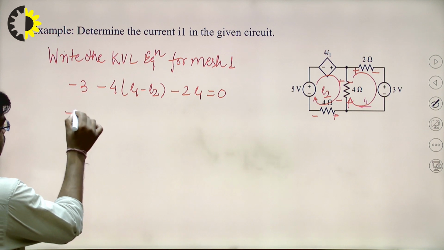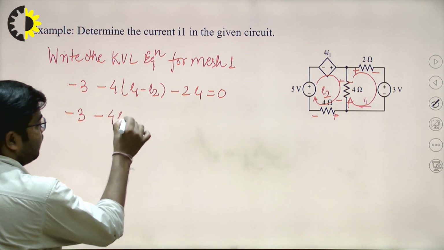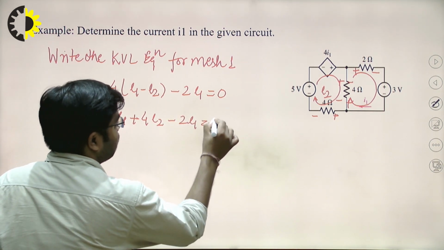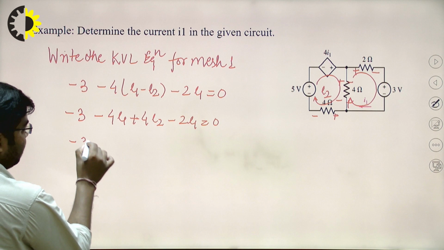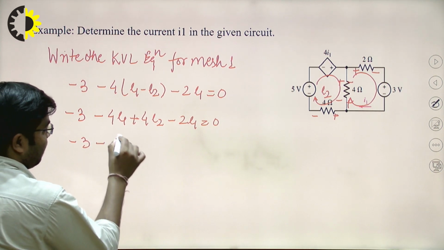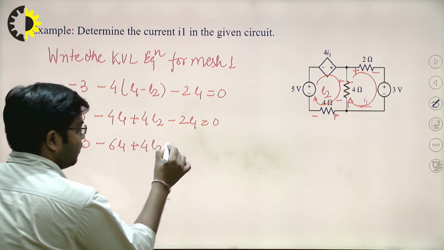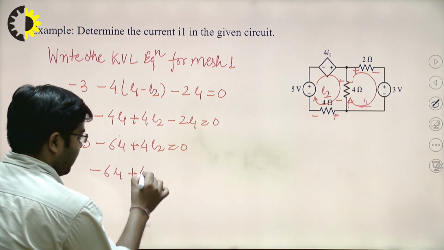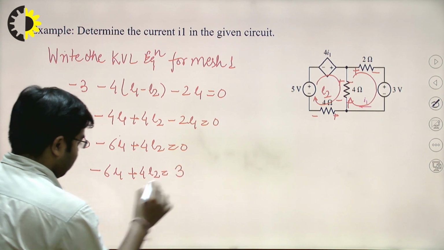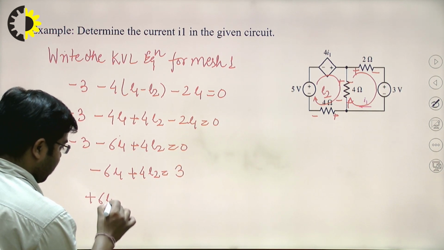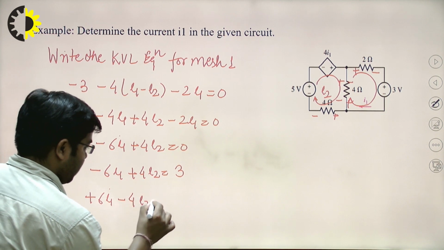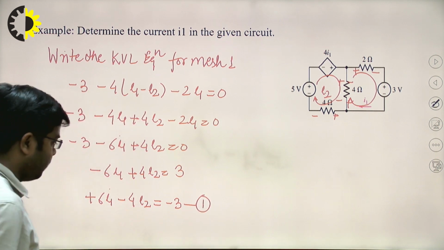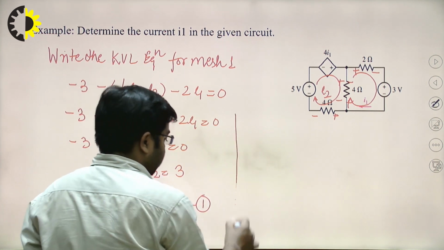Now rearrange this equation. So minus 3 minus 4 I1 plus 4 I2 minus 2 I1, that is equal to 0. So you can write minus 3 minus 6 I1 plus 4 I2, that is equal to 0. So minus 6 I1 plus 4 I2 is equal to 3. So you can write plus 6 I1 minus 4 I2, that is equal to minus 3. Suppose this is equation number 1. Now write the KVL for mesh 2.